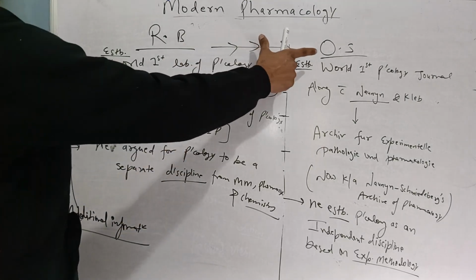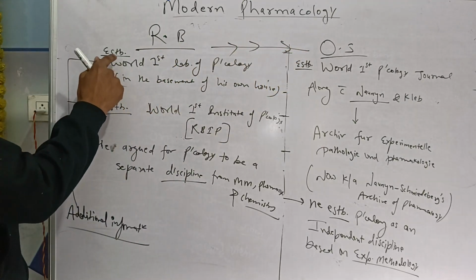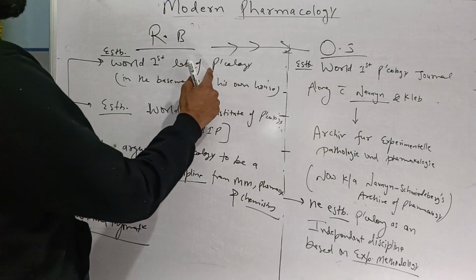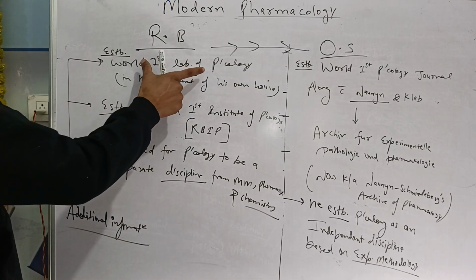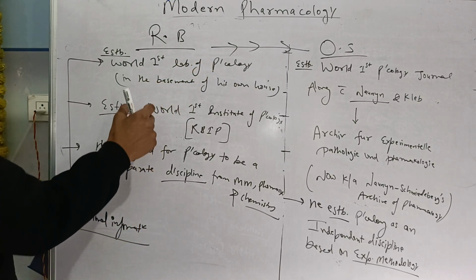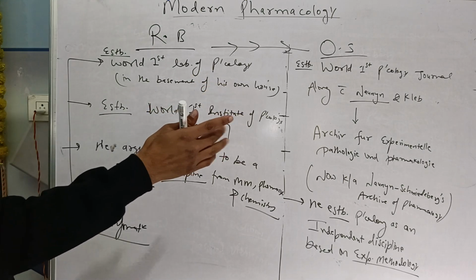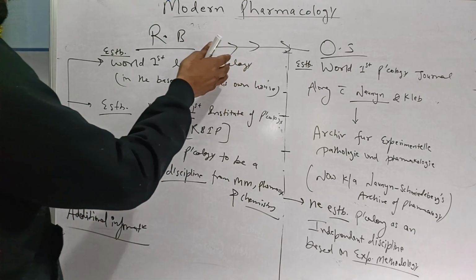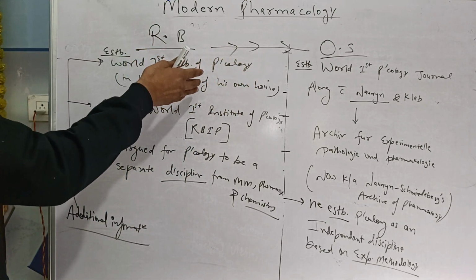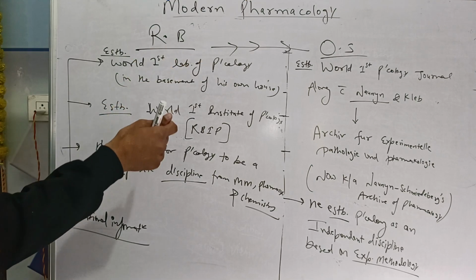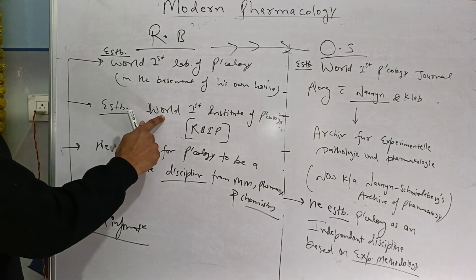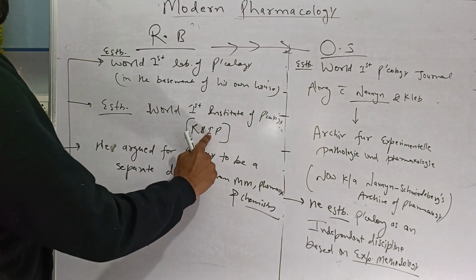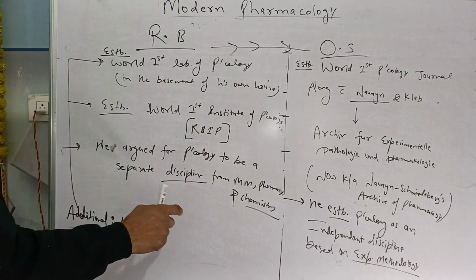Additional information about these two. First, Rudolf Buchheim established the world's first laboratory of pharmacology, which he established in the basement of his own home. He funded this laboratory from his own pocket. He established the world's first institute of pharmacology, which is known as the Rudolf Buchheim Institute of Pharmacology.